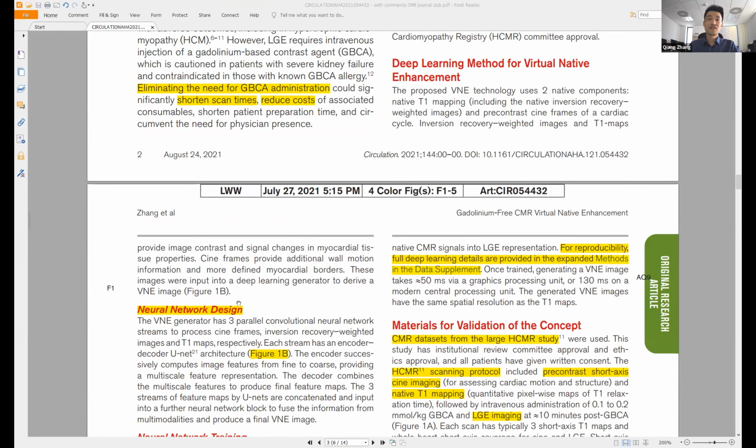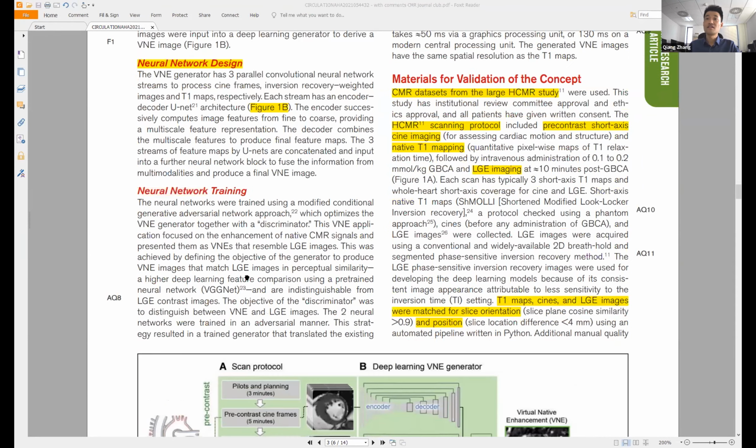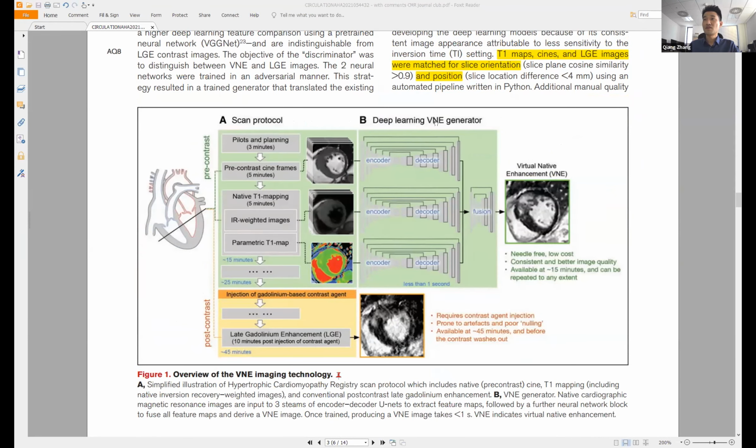So in the method section, we first introduced the new network design. For a more intuitive description of the method, I'll just go straight to figure 1. The deep learning virtual native enhancement generator has 3 parallel streams of encoder-decoder UNet neural networks to extract features from pre-contrast cines, inversion recovery weighted images, and the parametric T1 maps. All these deep learning image features are then concatenated and input into a further neural network block to fuse this information and produce a virtual native enhancement image.